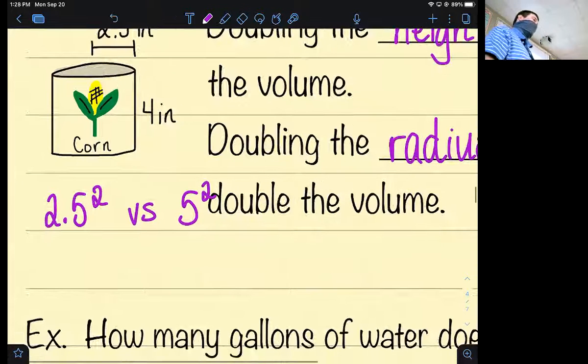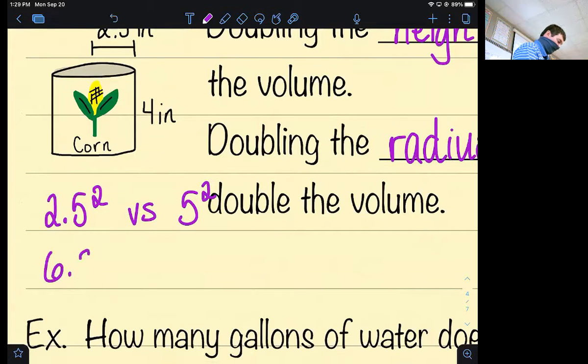If I do 2.5 squared, well, Oliver's going to tell me what that is. That's the original radius, right? What is 2.5 squared? 6.25. If doubling the radius was going to double the volume, that means that 5 squared should be 12.50. Is 5 squared equal to 12.50? What's 5 squared equal to? 25? Yeah, that's a bit of a problem then.